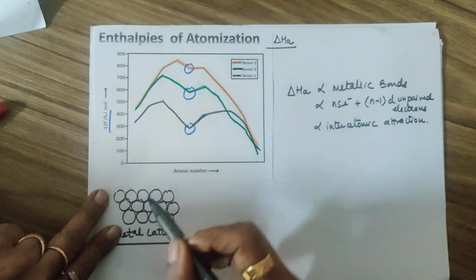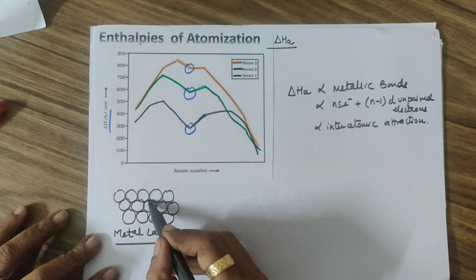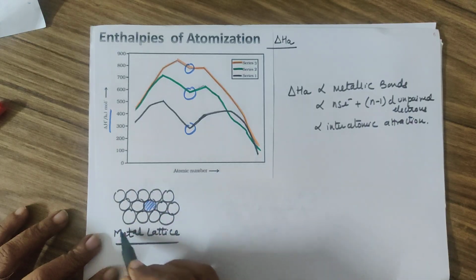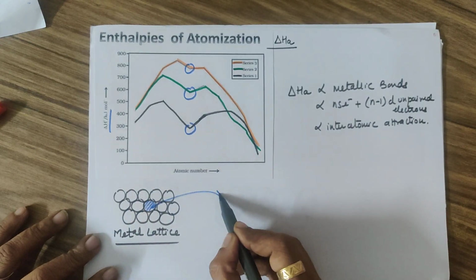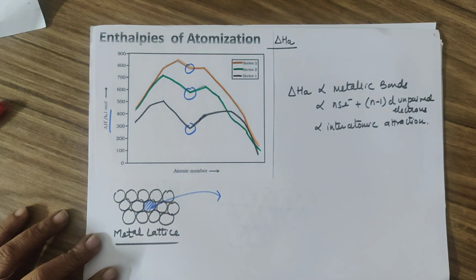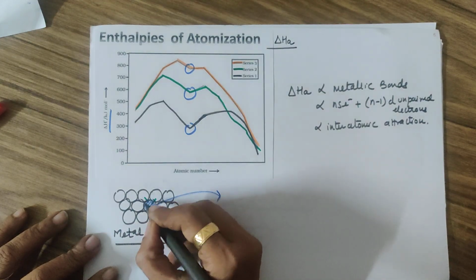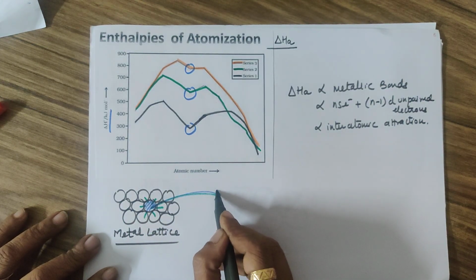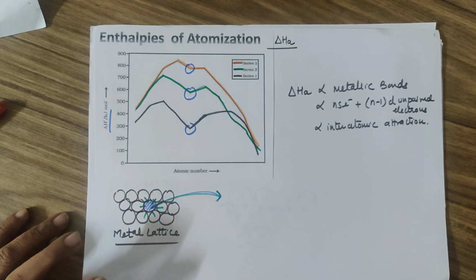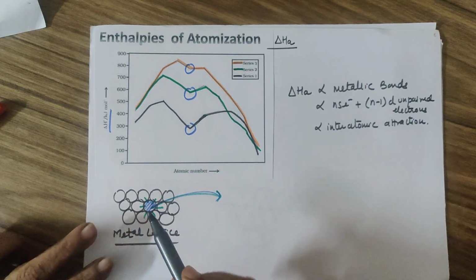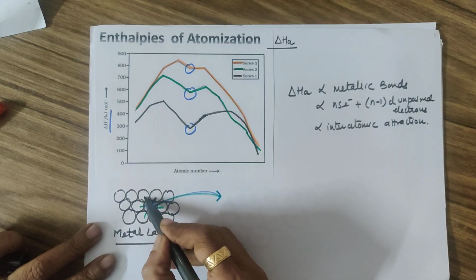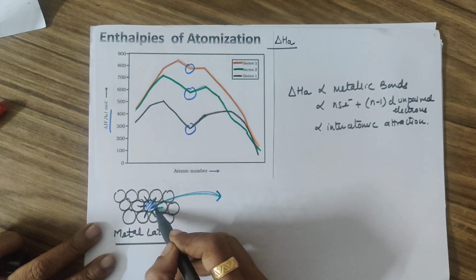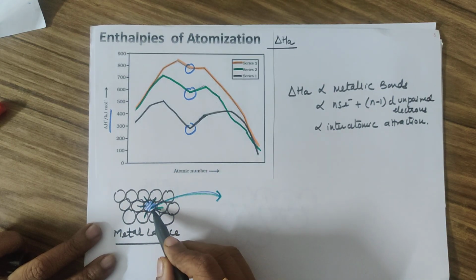So if you have to remove an atom, let's say I want to remove this atom from a solid metallic lattice, I will require energy because all the metallic bonds are to be broken for me to remove this atom from its lattice. And to do that, I need to locate the strength of the metallic bond. If the metallic bonds are strong, the energy required to remove this atom is going to be large.